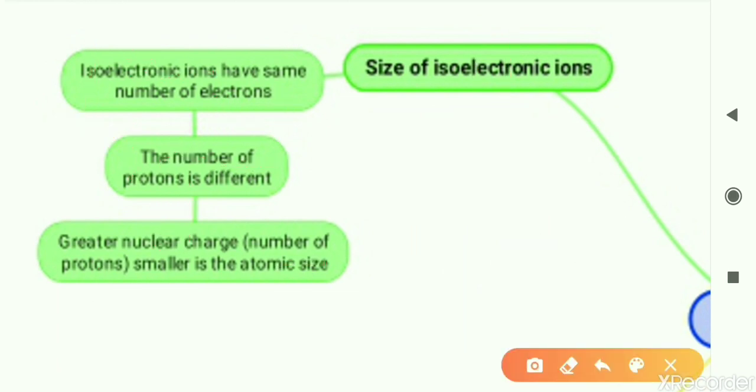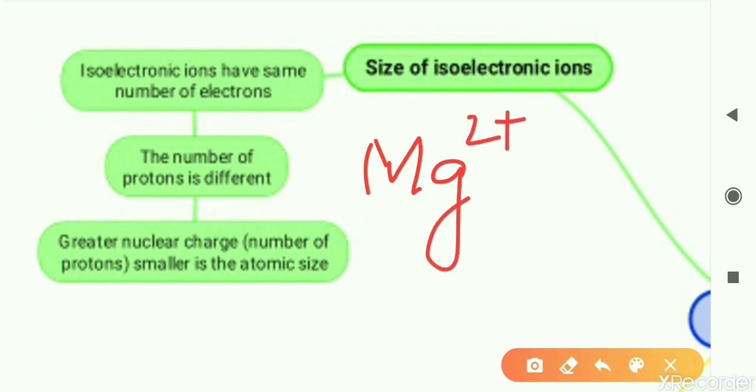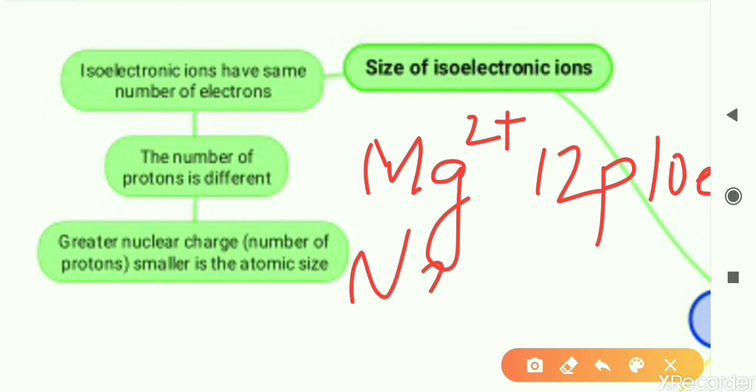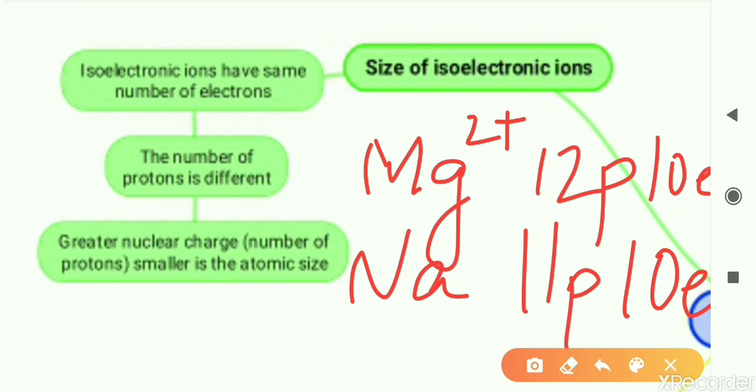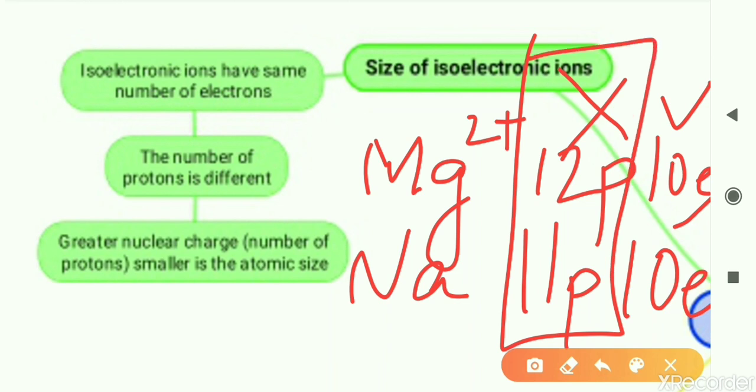Now here, although the electron number is the same, the number of protons is different. In Mg2+, the example that we took, electrons are 10 in number, but protons are 12. In the case of sodium also, protons are 11 only and electrons are 10. Electrons are the same, but protons are different. This proton number is different. So the same number of electrons are there, but protons are different.